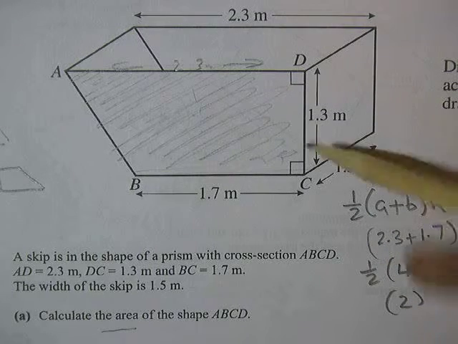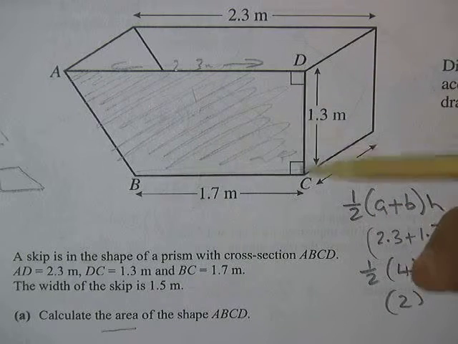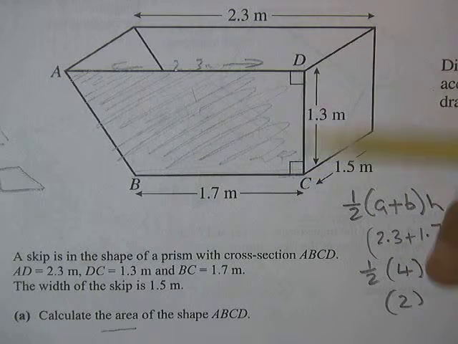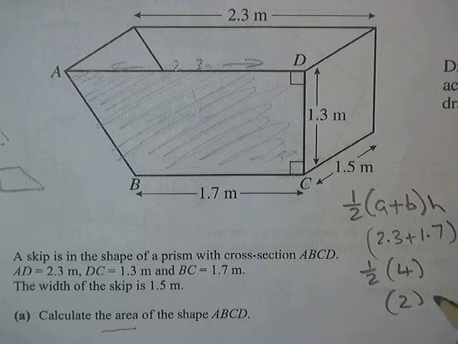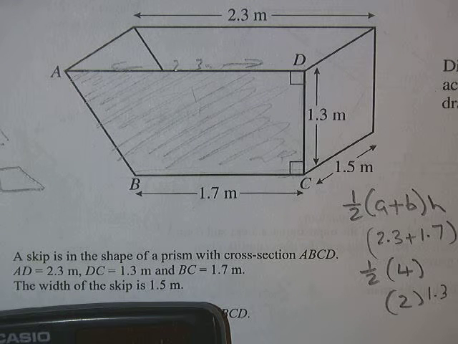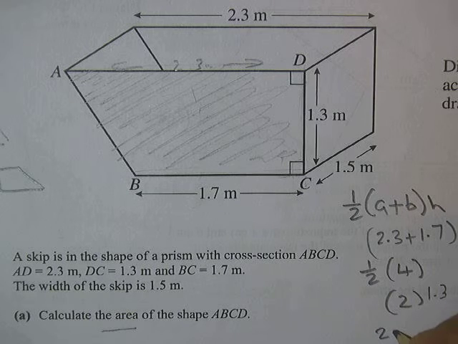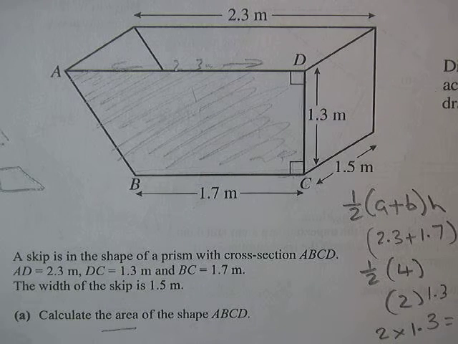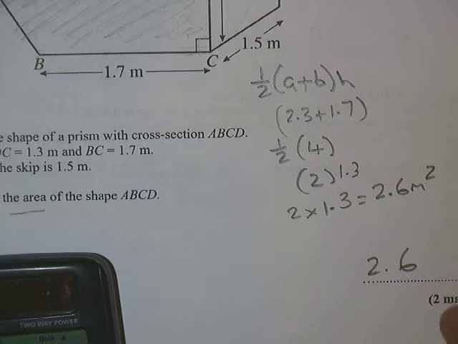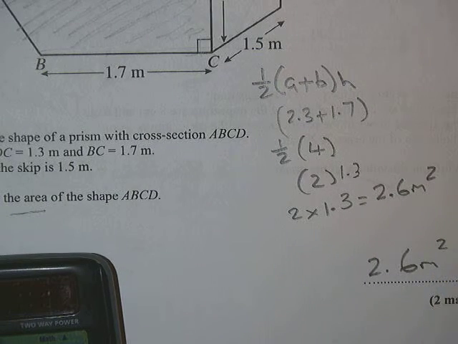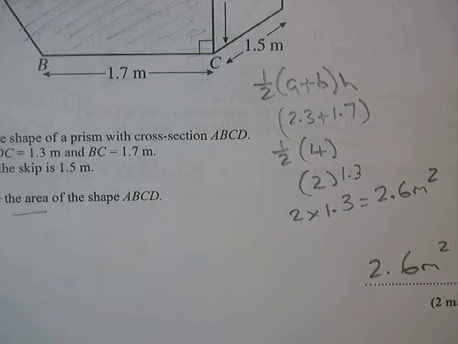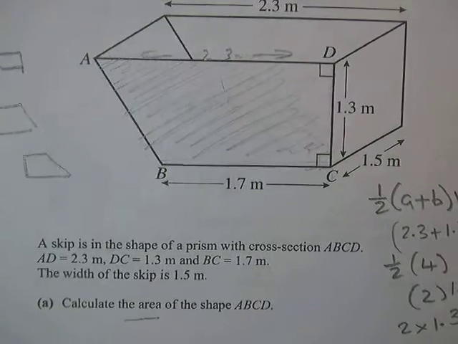And what I'm going to times 2 by is the perpendicular height. That's the height there. It hits the base there at 90 degrees, so it's 1.3. When I times 2 by 1.3, I will get the area of the trapezium. So 2 times 1.3 is 2.6, and it's meters squared. Put it in the answer box, 2.6 meters squared. That is the area of the cross section of that triangular prism.